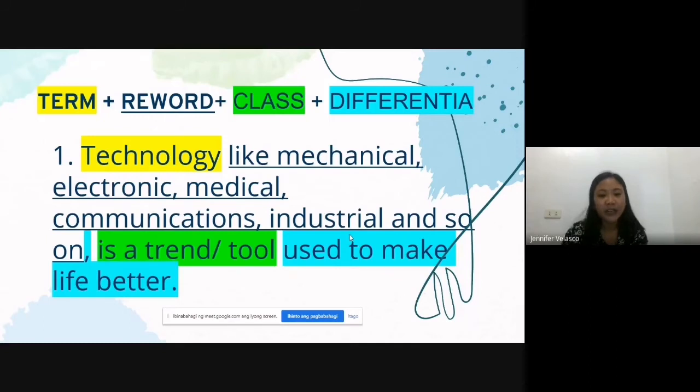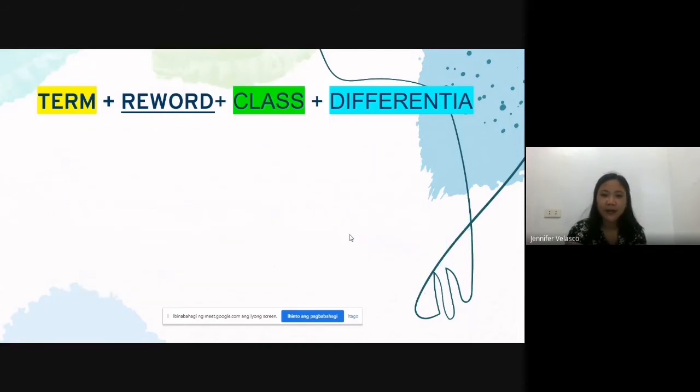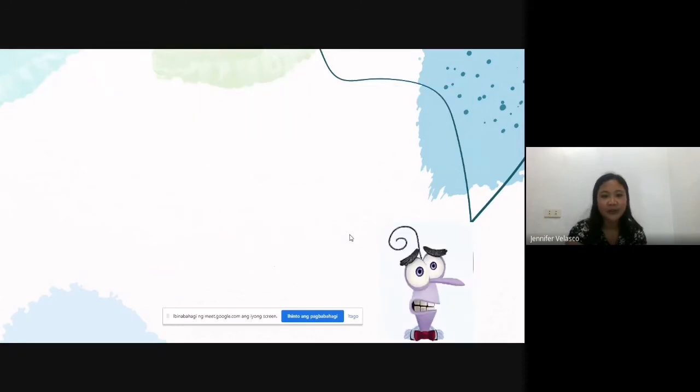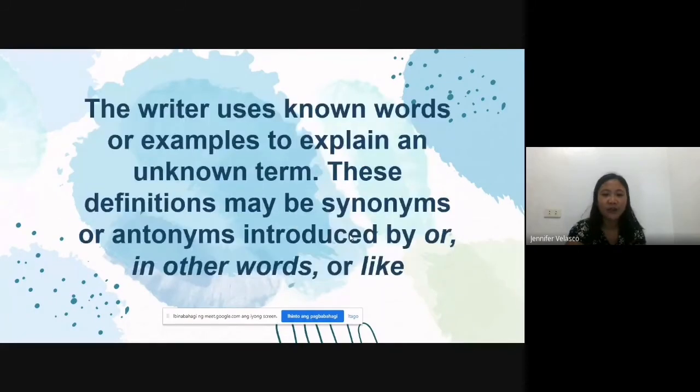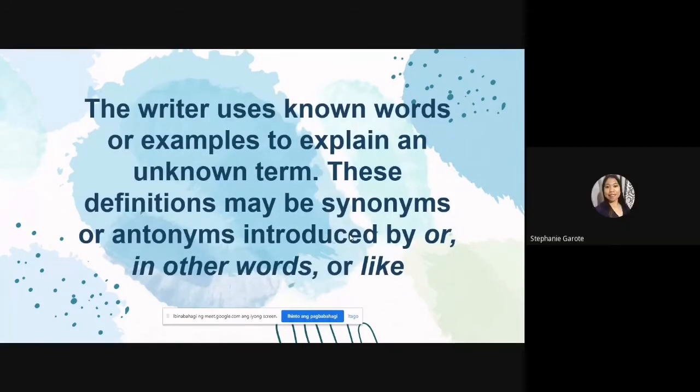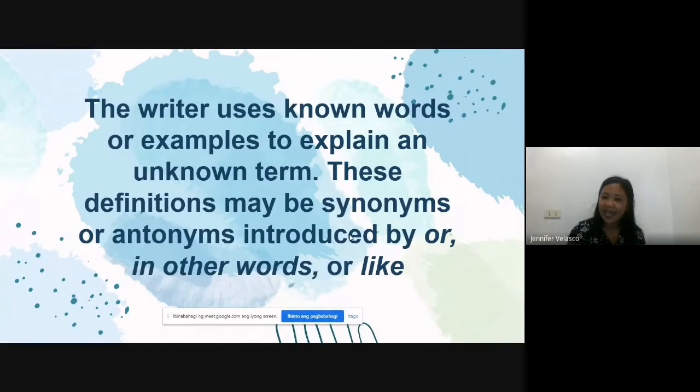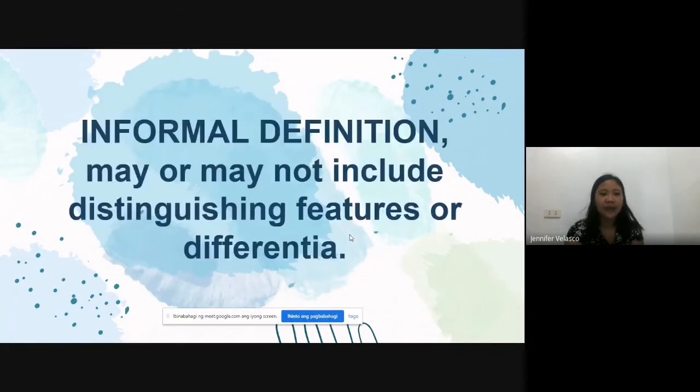Okay? And for the reward, what is the clue that we have used? What's the clue? Remember, we have the clue, I told you earlier. For the informal definition, we have the clue. What is the clue? Like, ma'am. Very good, like. Sometimes you could also have the clue or. Another clue is in other words. I hope I'm getting that clear.